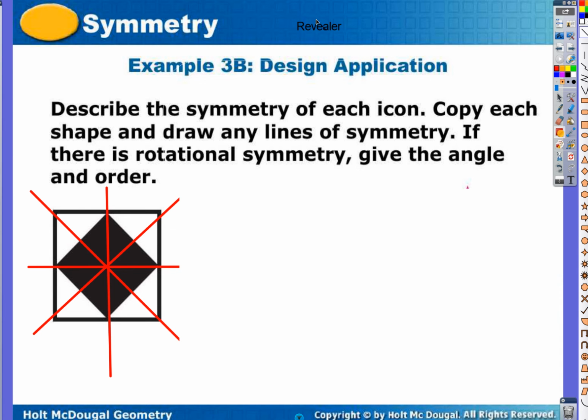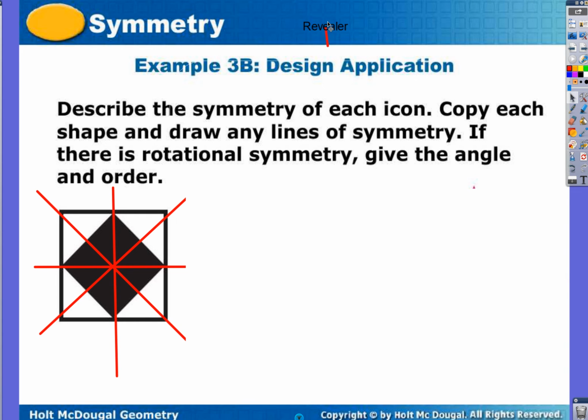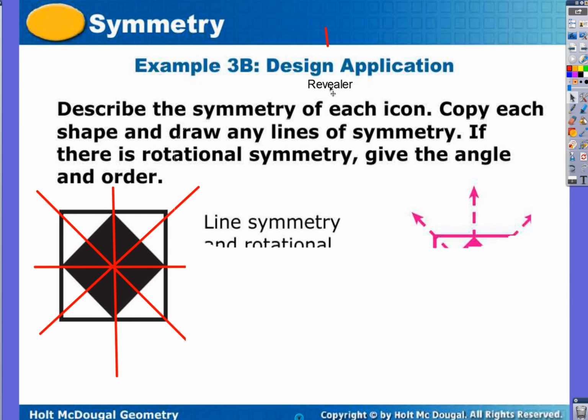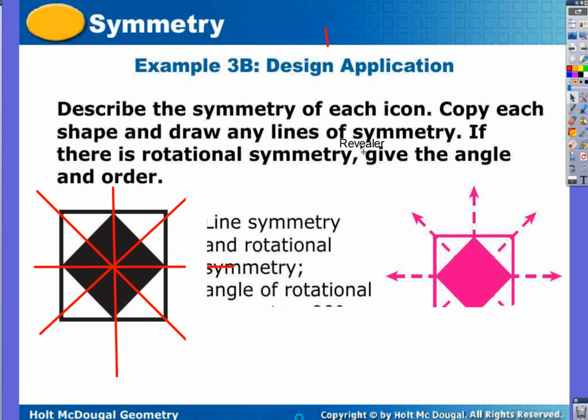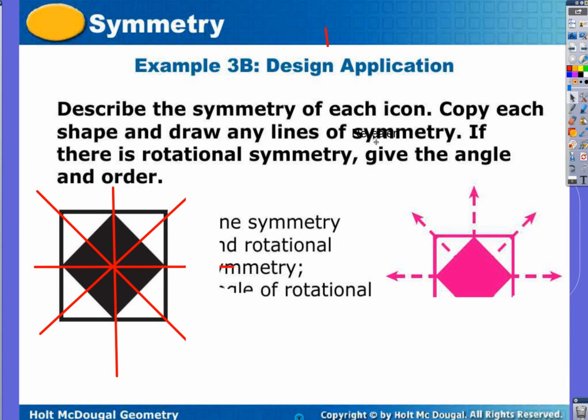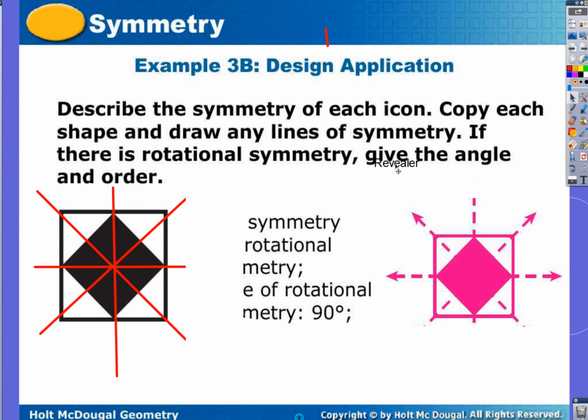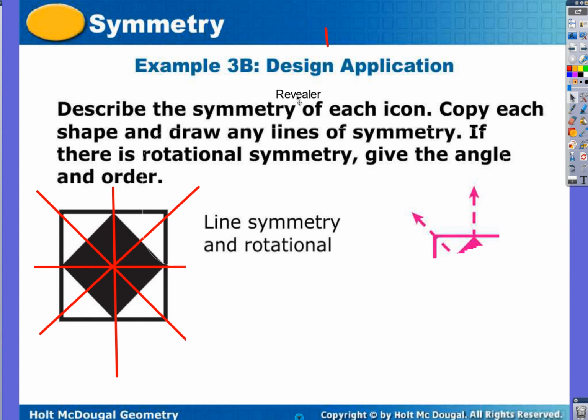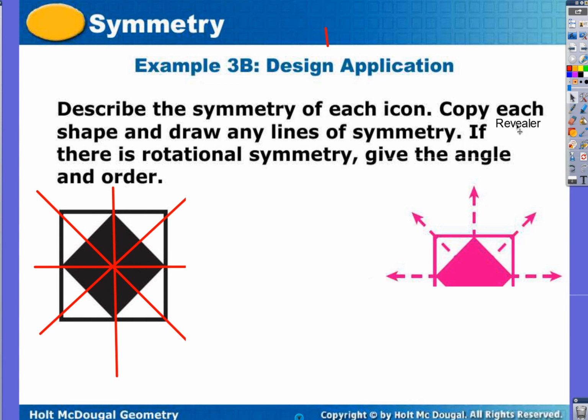Let's confirm. Line of symmetry. Okay. That's the same thing we drew. So yeah, there are 4 of them. So that's the line symmetry part.